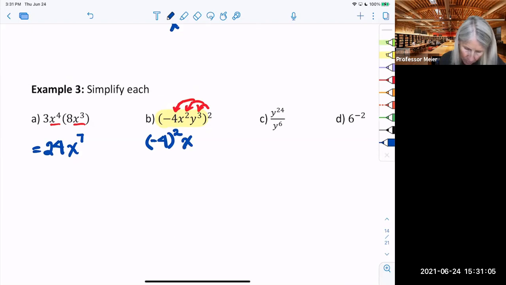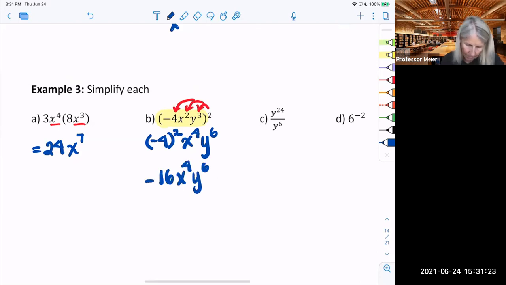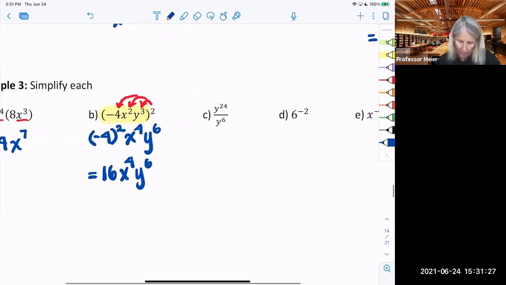So 2 times 2 makes 4. We have y cubed to the 2nd power. So 3 times 2, because we multiply, is 6. Now let's do negative 4 squared. Negative 4 times negative 4, 16. X to the 4th, y to the 6th. There we go.